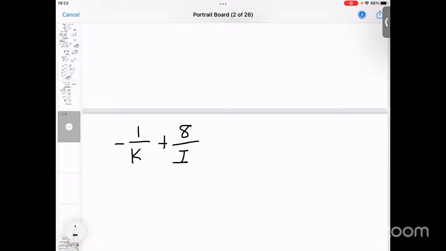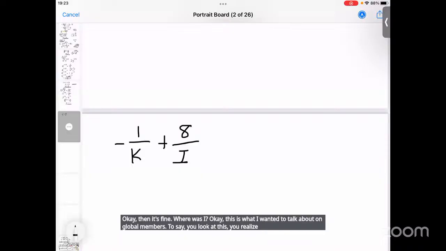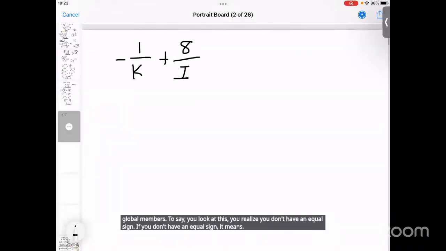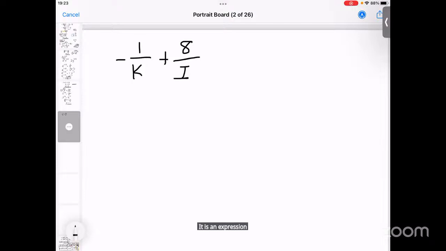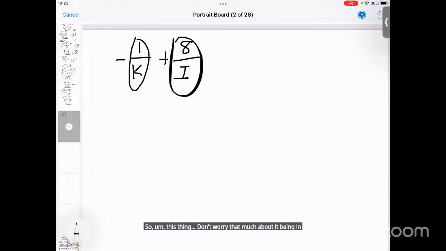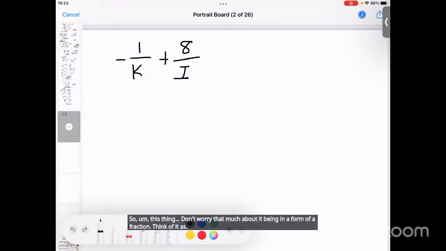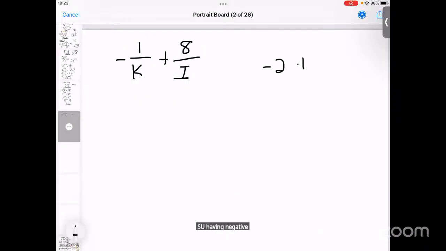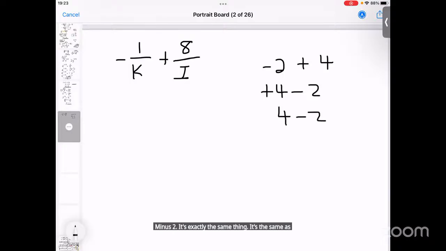Okay, then it's fine. Where was I? This is what I wanted to talk about, honorable members. You look at this, you realize you don't have an equal sign. If you don't have an equal sign, it means it is an expression, not an equation. Simplify. So don't worry that much about it being in the form of a fraction. Think of it as having -2 plus 4. This is the same as +4 minus 2. It's exactly the same thing. If you punch this on your calculator, it will definitely give you 2.